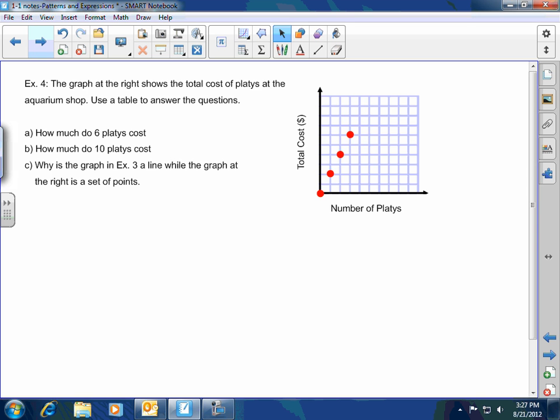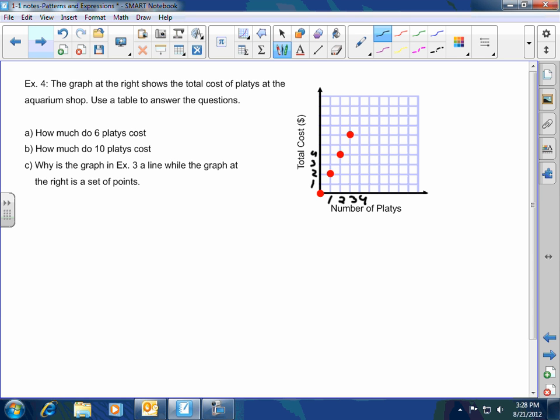The graph at the right here shows the total cost of plats at the aquarium shop. Use a table to answer the following questions. Well, how much do 6 plats cost? Let's check it out. These intervals are all by 1, by the way. 1, 2, 3, 4, etc. And this is 1, 2, 3, 4, etc.